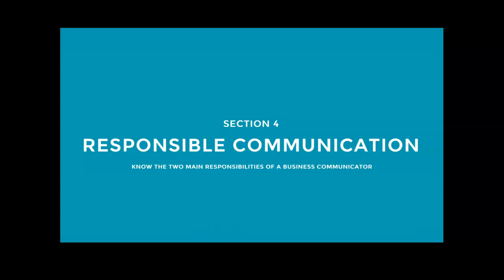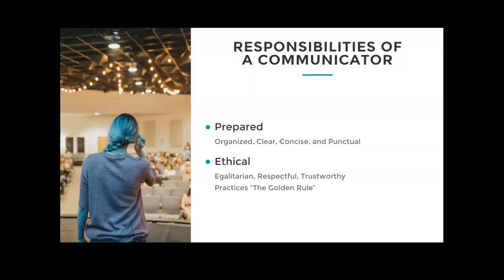The other thing that I want you to think about here is the idea of a responsible communicator. And I want you to know the two main responsibilities of a business communicator. One, that you need to be prepared. So that means that you are organized, you're clear, you're concise, you're punctual. And then two, that you're ethical. So egalitarian, respectful, trustworthy, and practices that idea of the golden rule.